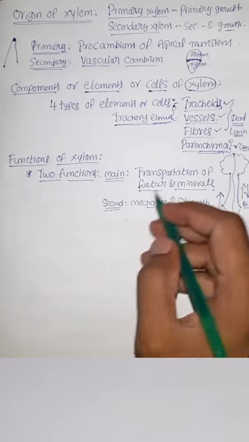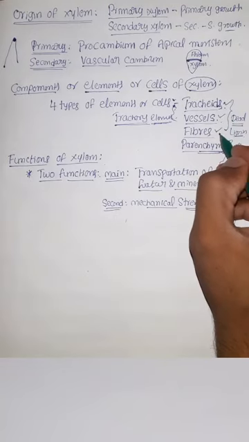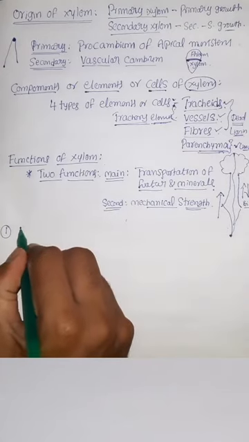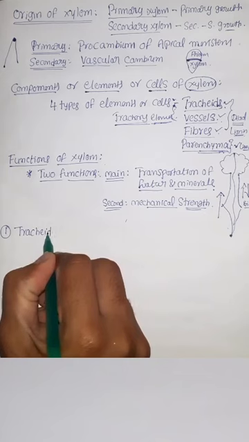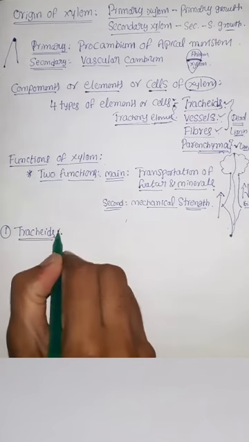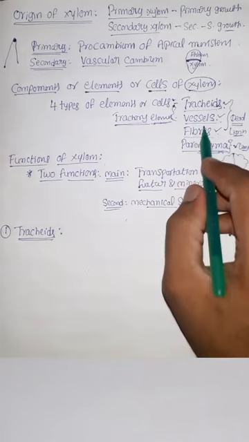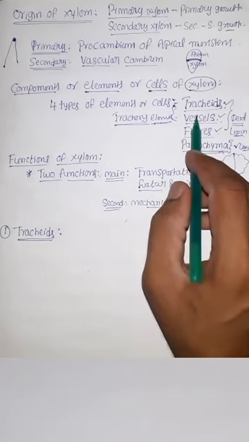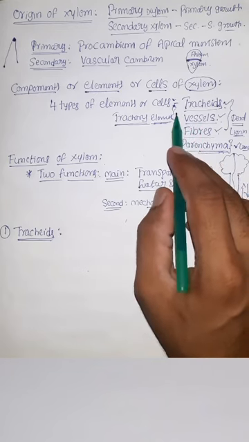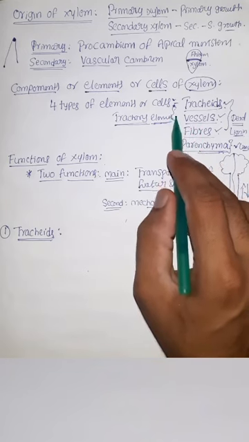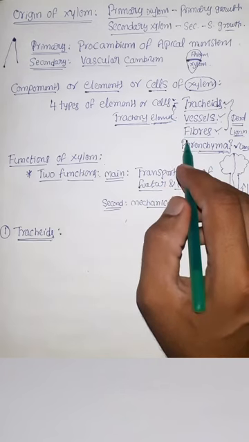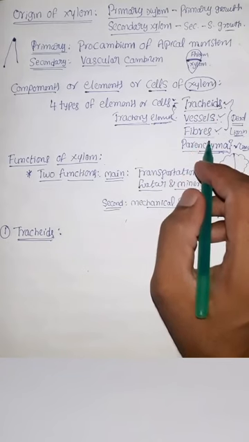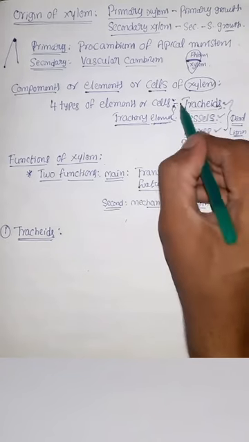Now we will see in detail about tracheids, vessels, fibers, and parenchyma. First one is tracheids. It is a very important question. Even for 2 marks, they may ask what the components or elements of xylem are, or what the components or cells of phloem are. Sometimes they may even ask for 5 marks. That's why it is very important to remember.